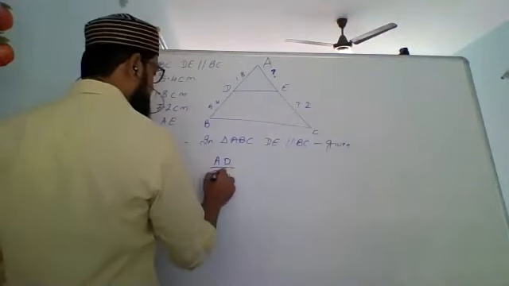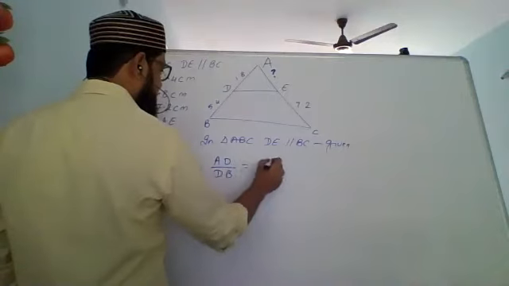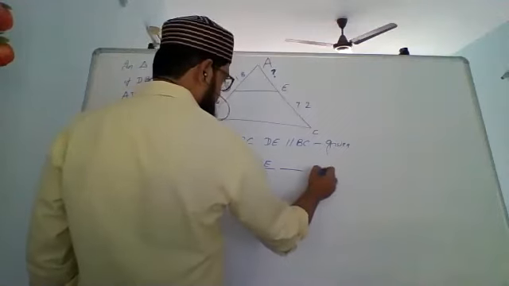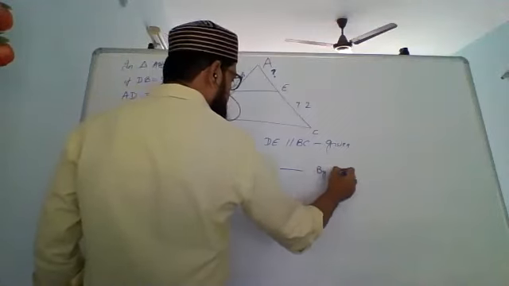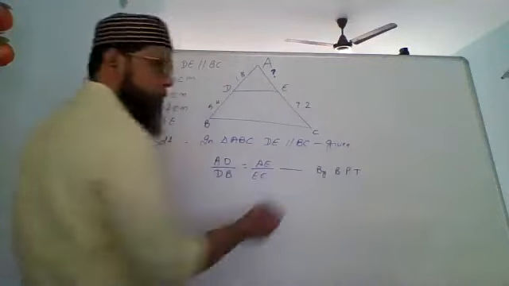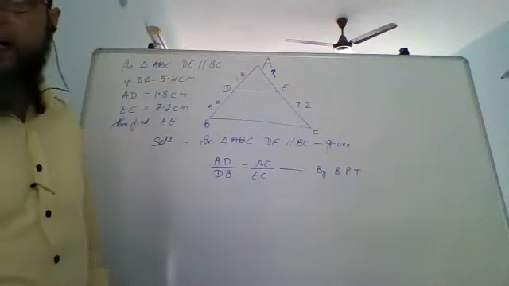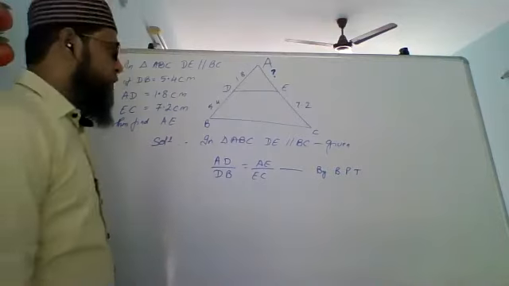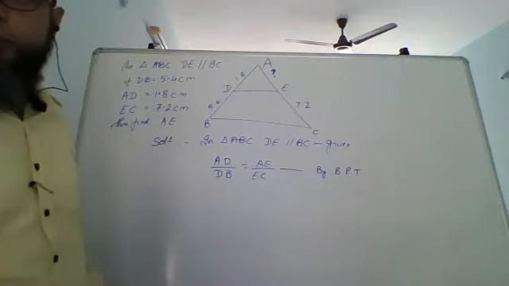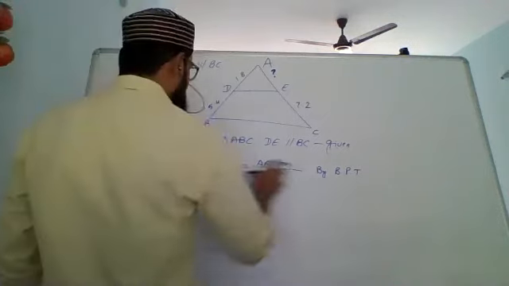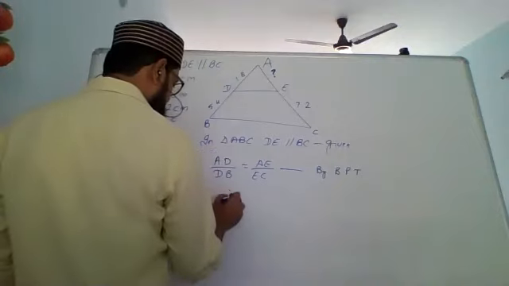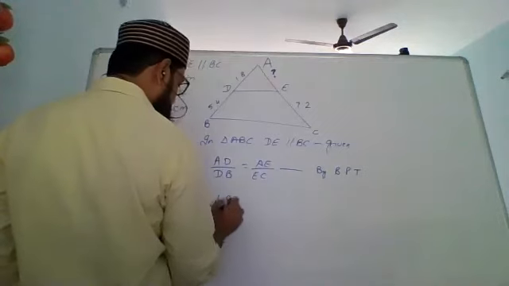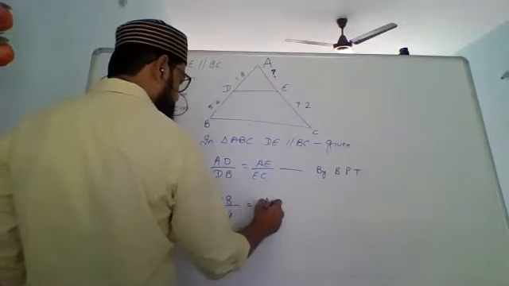AD upon DB equals AE upon EC. Again, it's common sense, sir, from BPT, so write it, by BPT. Even if you have not written 'by' but written BPT, it will still work, but at least write the reason. Even if you write only BPT it will do. That reason is important. It shows that you have understood and not just blindly copied from somewhere. So by BPT. Now AD is given 1.8. DB is also given 5.4. We have to find AE.